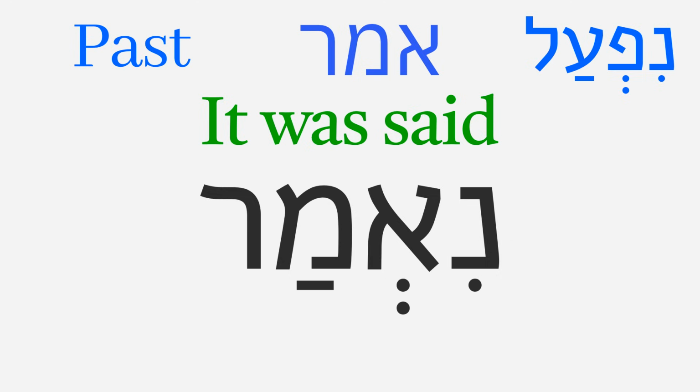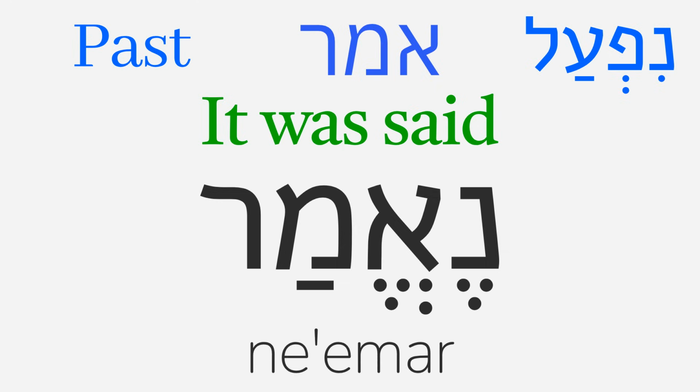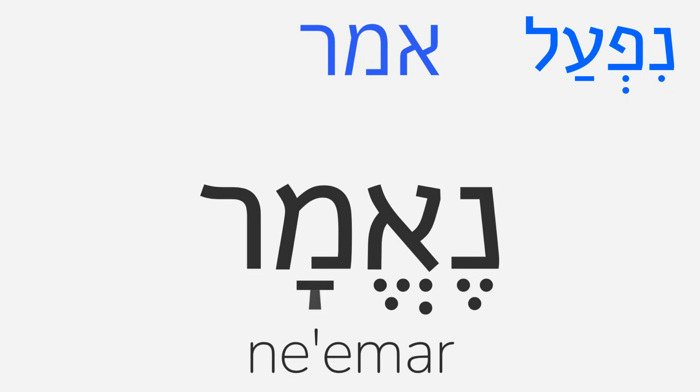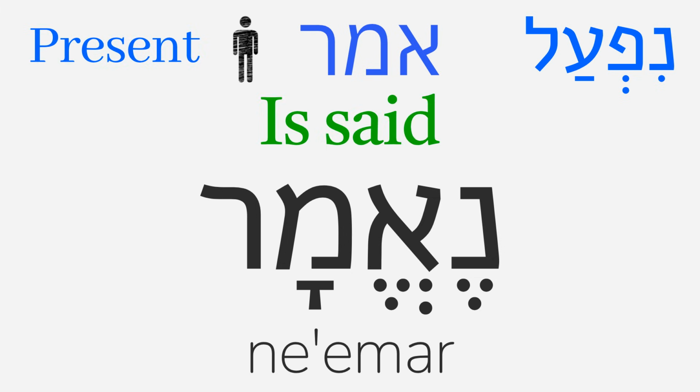Because of the guttural, we'll change the hirik on the nun prefix to a segol, and the shva on the guttural to a segol shva, matching the segol that precedes it. Ne'emar, it was said, in masculine form. With a kamatz on the second root letter instead of a patach, we have the masculine singular form of the present tense, is said, which sounds the same, ne'emar, and has the same changes as the past tense.